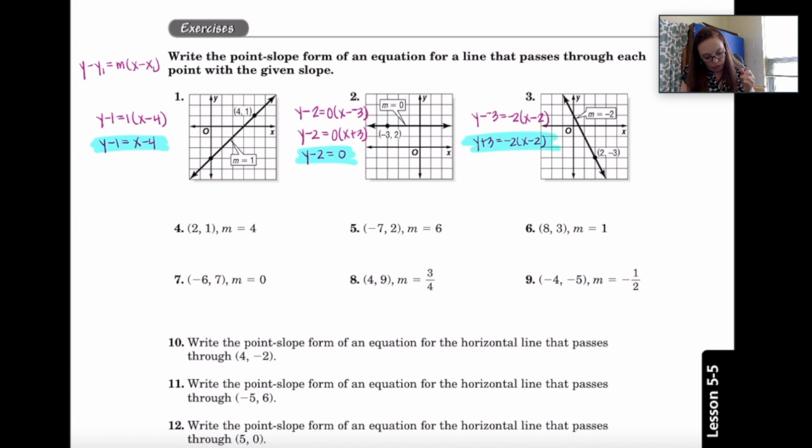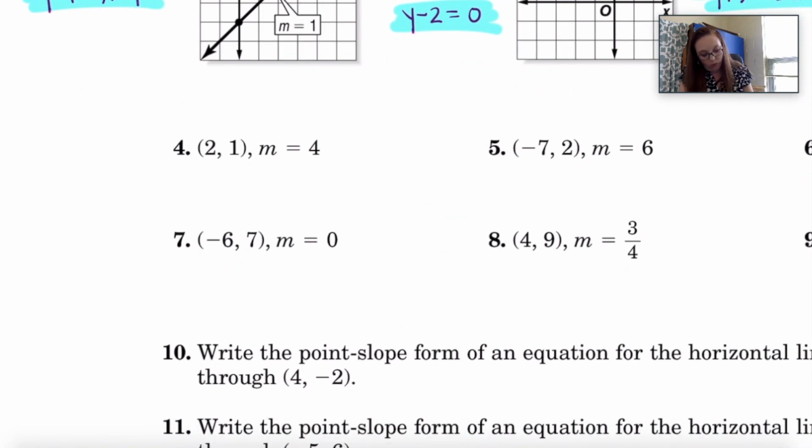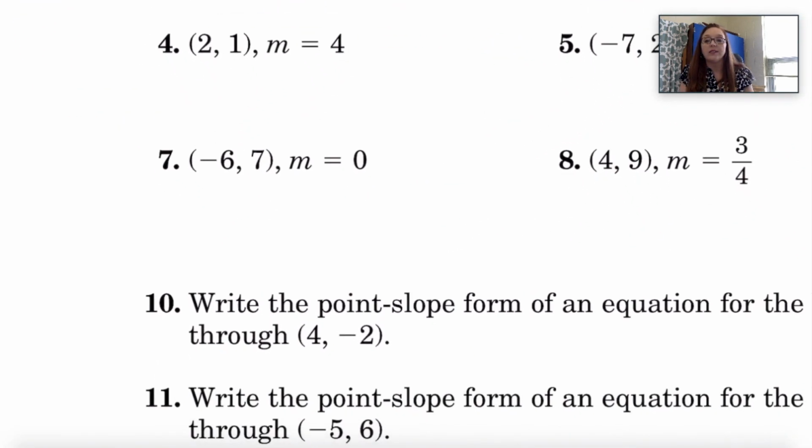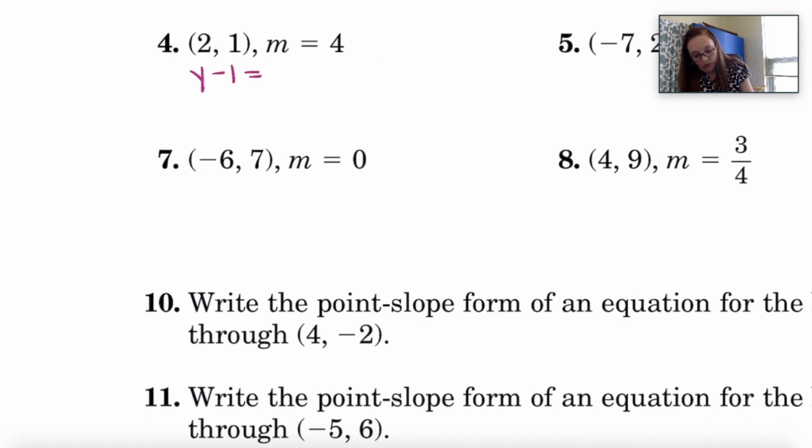Okay, so let's look at number 4. We'll do a couple more and then you can practice. So for number 4, it's going to be y minus 1 equals 4 times x minus my x coordinate of 2. And this one is fine just the way it is, so we don't need to clean it up.